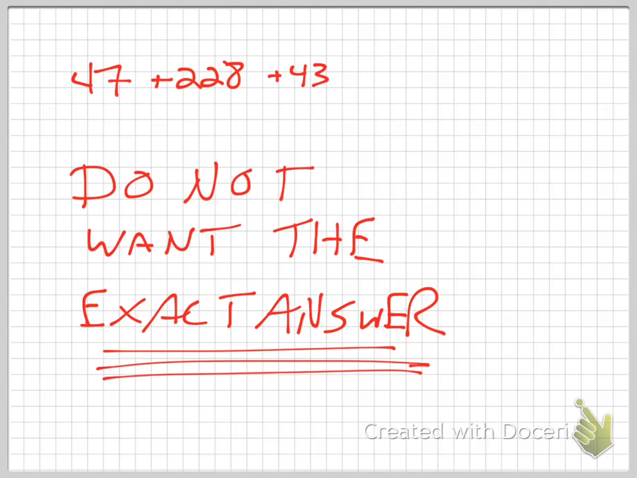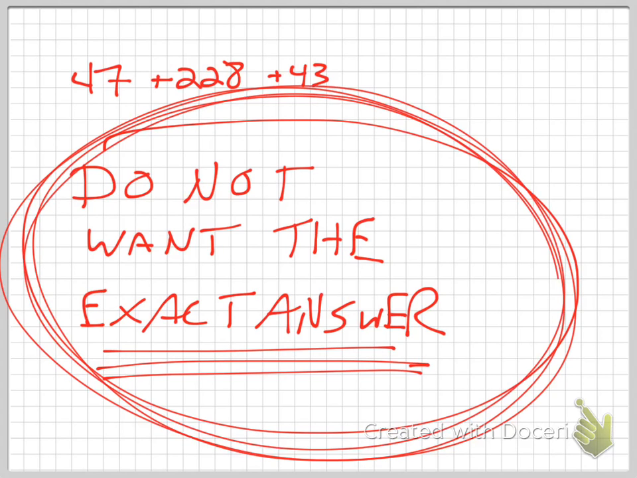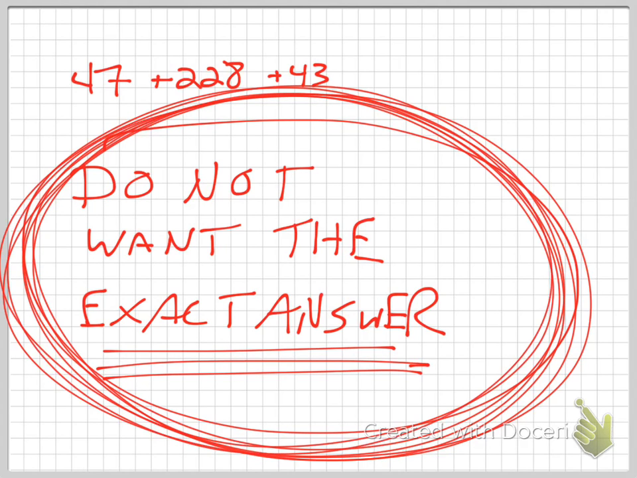I guarantee you, a couple of you in here are going to give me the exact answer, and I'm going to mark it wrong, and I'm going to say, do you remember when I did this and I circled it like 10 times, and you're going to go, oh, I forgot. Make sense? I don't want the exact answer. I want you to estimate. So I don't really care how you get the answer. As long as your answer is in the neighborhood, then you got it right. It just needs to be estimated.